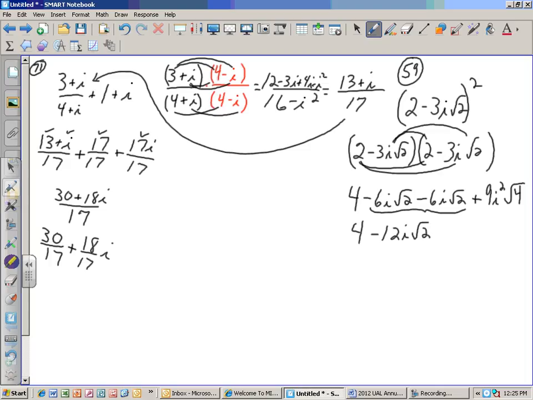And the square root of 4 is 2. 2 times 9 is 18, so 18i squared, which of course is negative 18. And 4 minus 18 is negative 14 minus 12i square root of 2. That's all you can do.